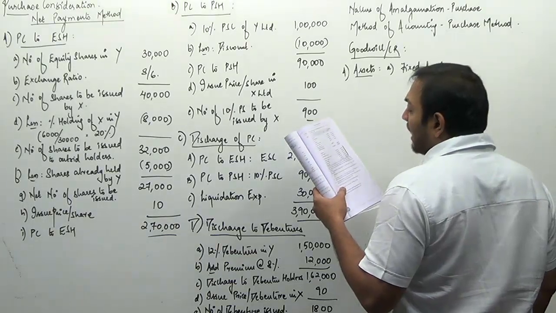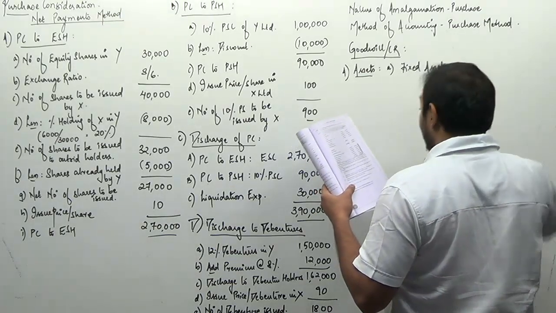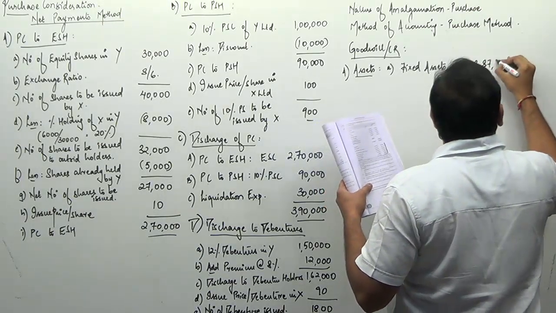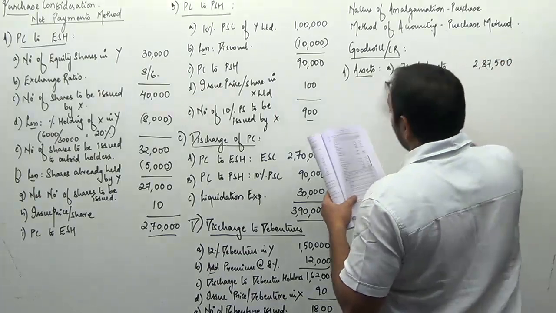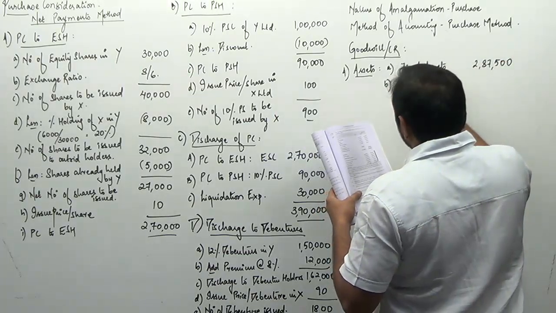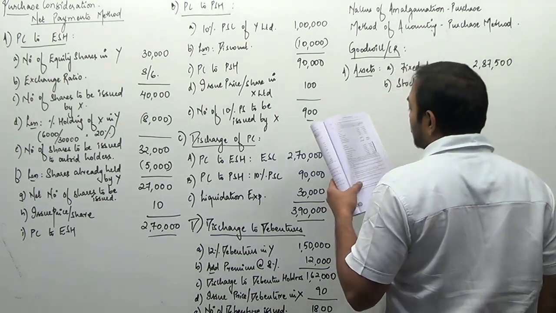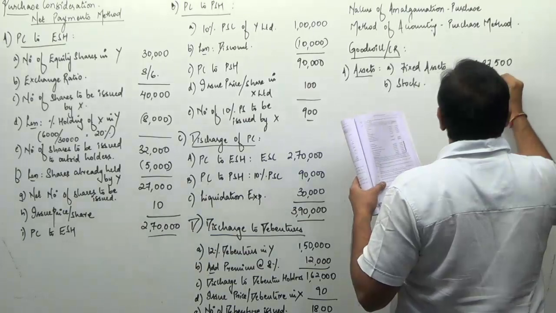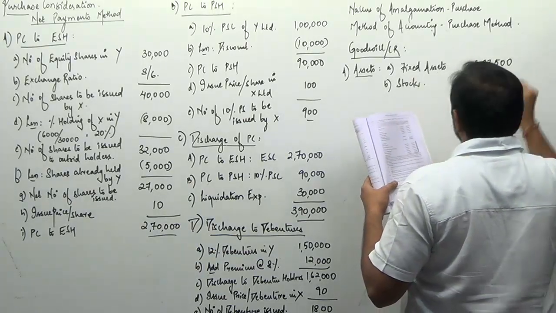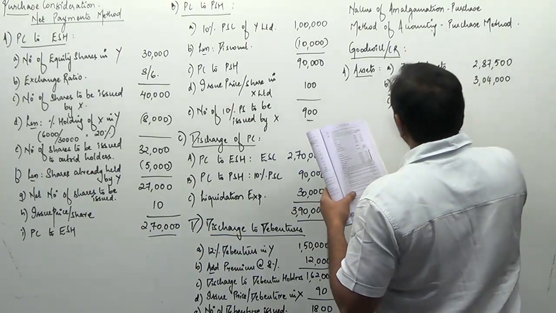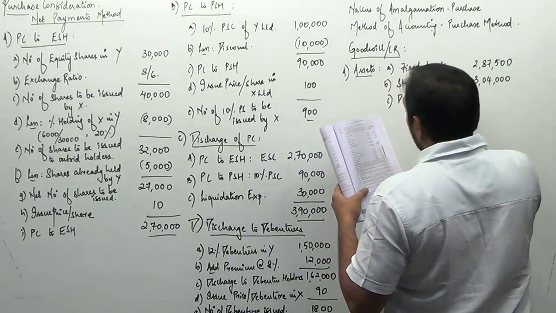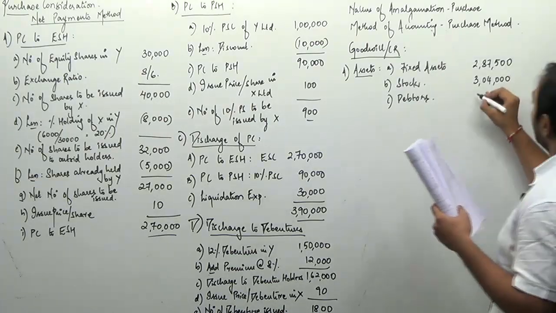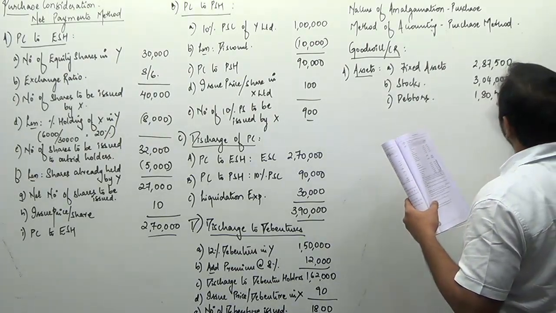Fixed assets are revalued upward by 15%. 15% above book value is 2,87,500. Stock adjustment is there. Stock and debtors are taken over at 5% less. So this is 3,04,000. 3,20,000 minus 5% is 16,000. Debtors 1,90,000 minus 5%, 1,80,500.